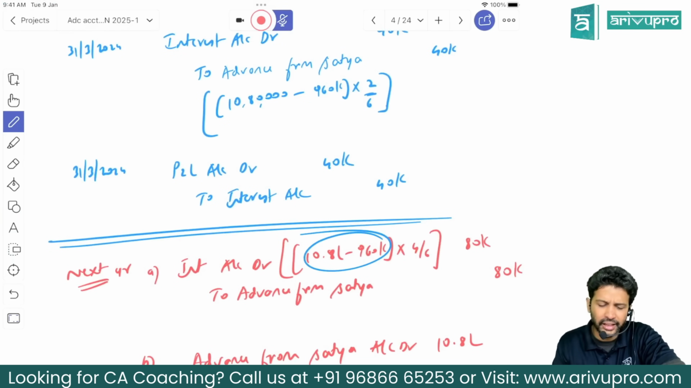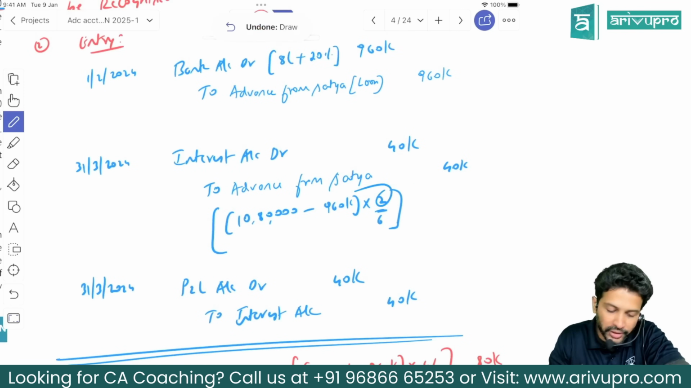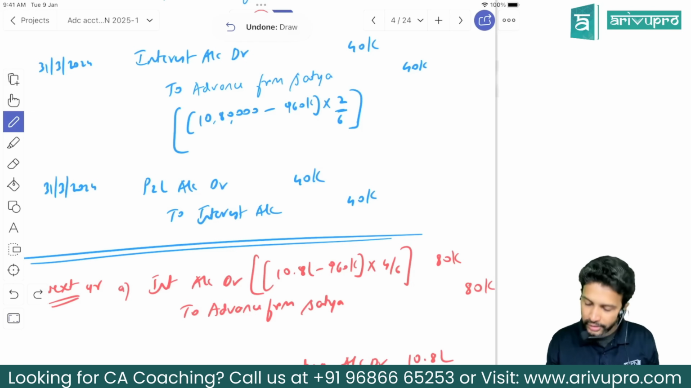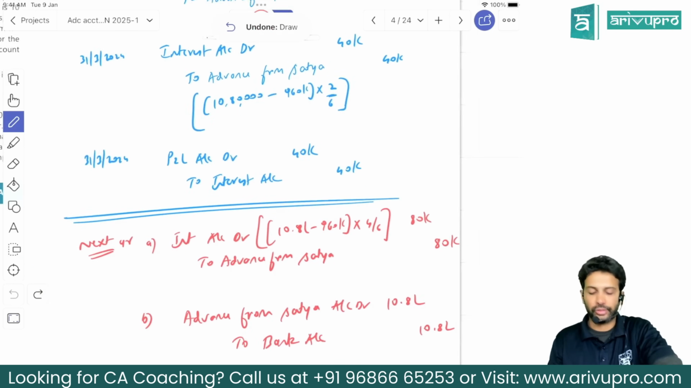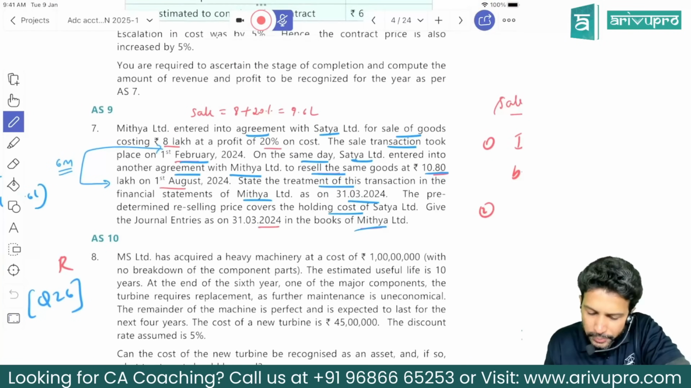Either you can directly get it or you can recalculate. 10 lakh 80,000 minus 9 lakh 60,000, if you do, you will get total interest. That total interest is for how many months? 6 months. In that, 2 months you have already booked. So how many months are pending? April, May, June, July, right? So 4 months, if you book, you will get 80,000. Any problem?